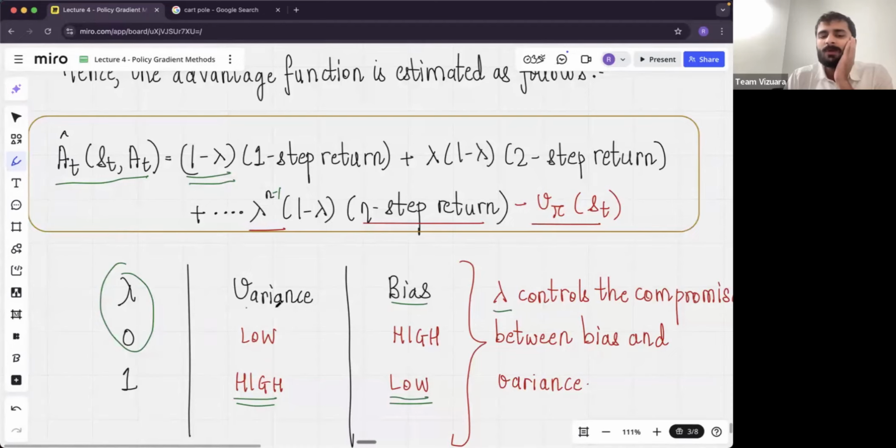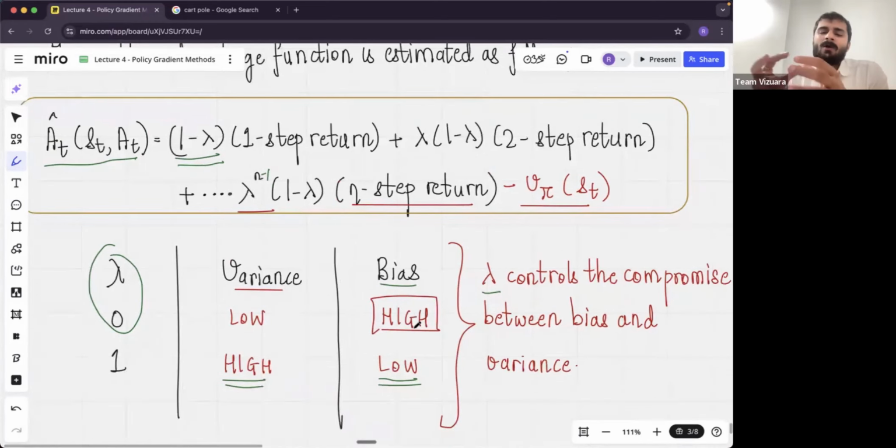So the variance is going to be low. If lambda is going to be 1, then we are adding all the steps. So the variance is going to be high. But the bias is very high when lambda is equal to 0, because why are we preferring only one step return? Why not other step returns? So lambda also can be considered as a knob which controls the compromise between bias and variance.